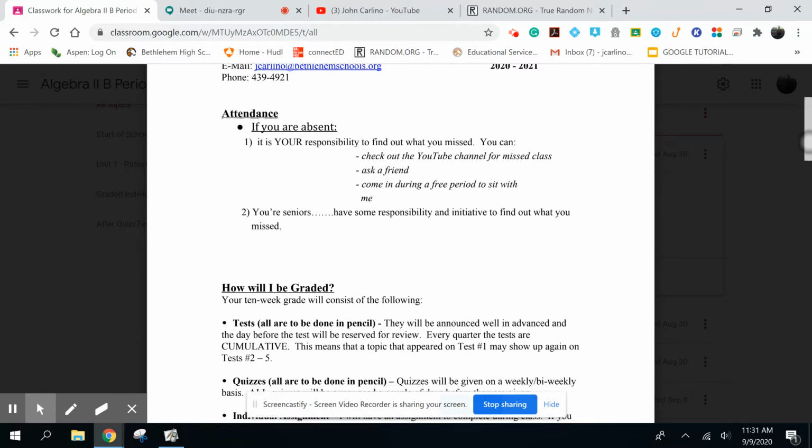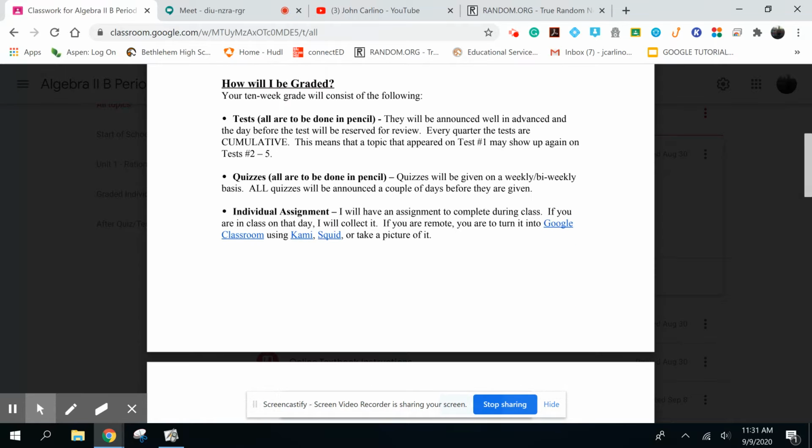Grades. Tests and quizzes are 90%. The individual assignments I talked about are 10%. So the majority is tests and quizzes because this is a senior level class, but there will be some individual assignments which count for 10%. And again, remember those individual assignments are not every day. It's about 2 or 3 a quarter. And you'll have plenty of notice when I'm going to collect it. And you have the answers for them as well, which is even better. But you still need to show the work.